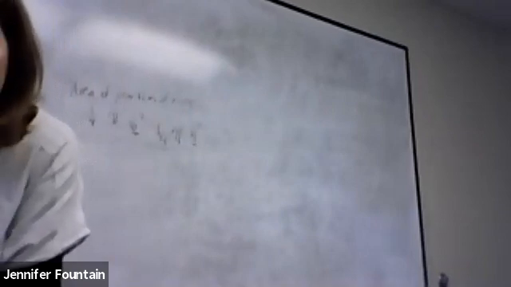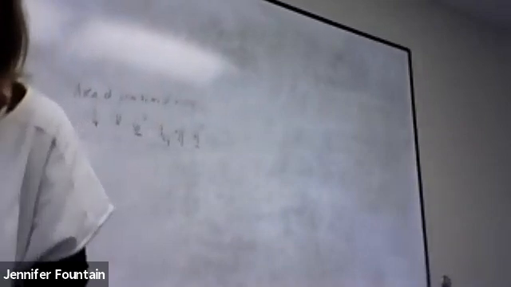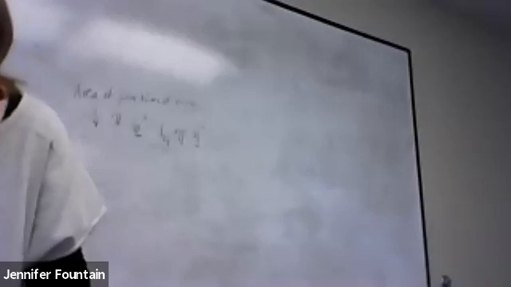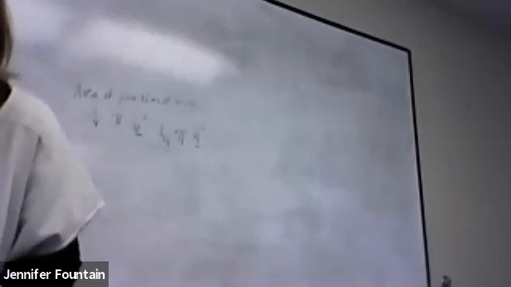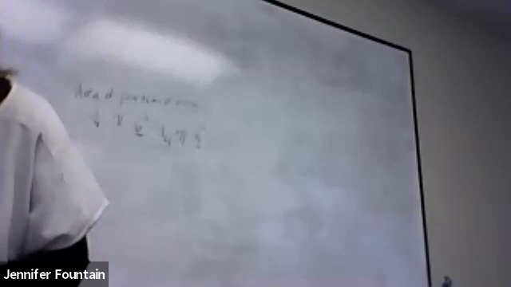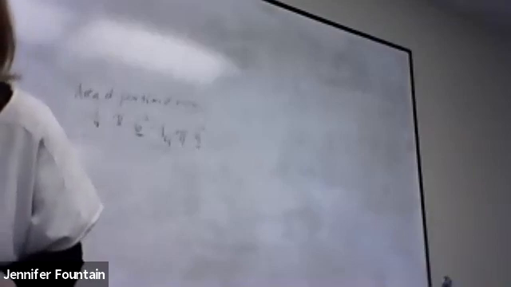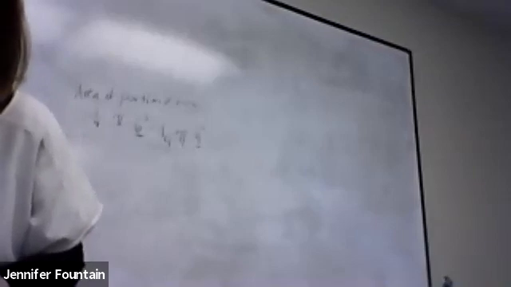In example 5 on page 693. Example 5, page 693: explain why the expression pi times 1/2 times 4 squared represents the area of the circle cut from the wood. So it says, explain why the expression pi times 1/2 times 4 squared.